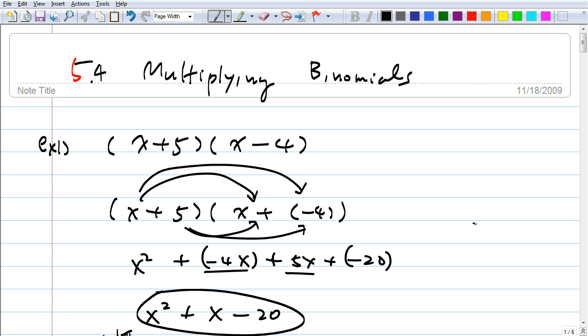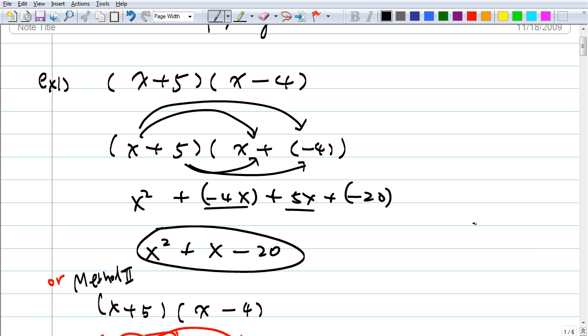Okay. Now, it turns out there's another way of multiplying these two. It's called method 2. This method is interesting in that instead of multiplying each term first and so forth, you could use the distributive property. What I mean by that is, think about x plus 5. When you distribute something, you usually distribute a monomial, right? Turns out you could actually distribute a binomial. So you could distribute x plus 5 to x and to negative 4.